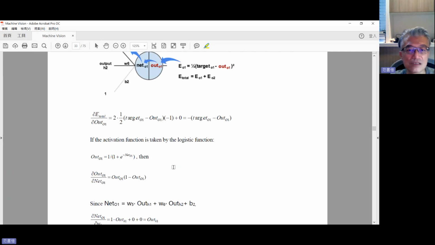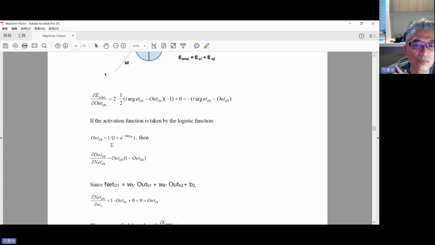If the activation function is the logistic, then O1 is equal to 1 over (1 plus the exponential of minus net O1). Then the partial derivative of O1 with respect to net O1 is equal to O1 times (1 minus O1).